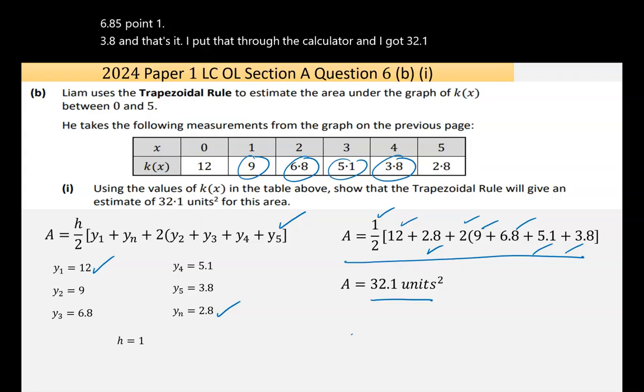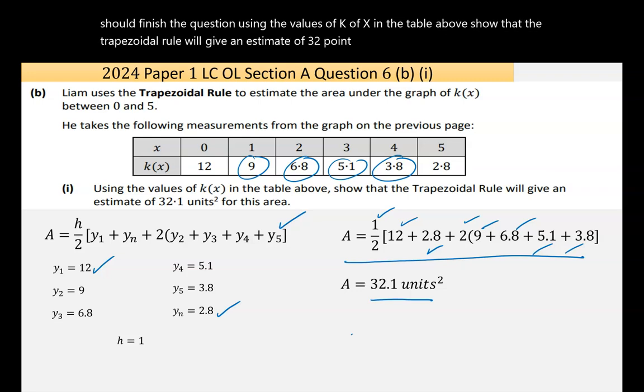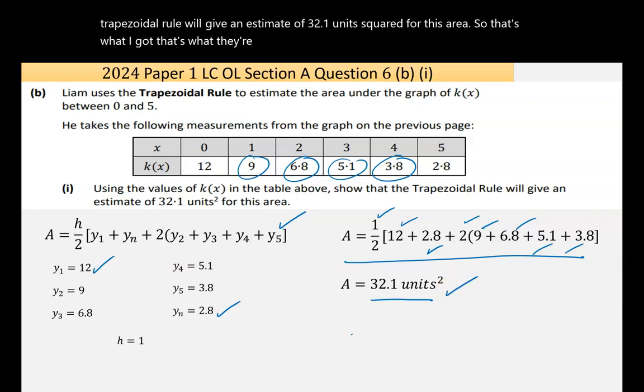I probably should have finished the question. Using the values of k of x in the table above, show that the trapezoidal rule will give an estimate of 32.1 units squared for this area. So that's what I got. That's what they asked me to get. I'm happy out. And this is just an example of the trapezoidal rule.